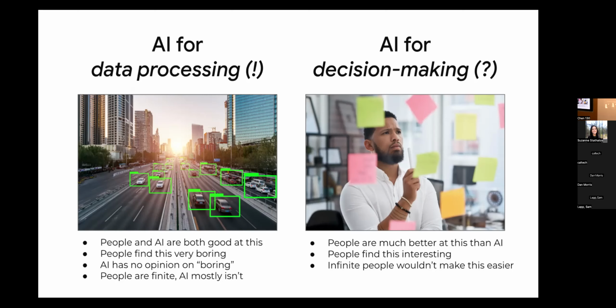The more ambitious kind of AI on the right here is AI for higher level decision making, and I'll put forecasting in that category. So as much as we want to think that AI is getting really smart, and it is, this is the kind of thing that people are still much better at than AI. This is also the kind of thing that people go to grad school to learn how to do, and people generally find this interesting. And these decision making and even forecasting problems aren't the kind of things that really get better with more workers, whether human or AI. So an infinite number of people don't really make decision making tasks any easier.